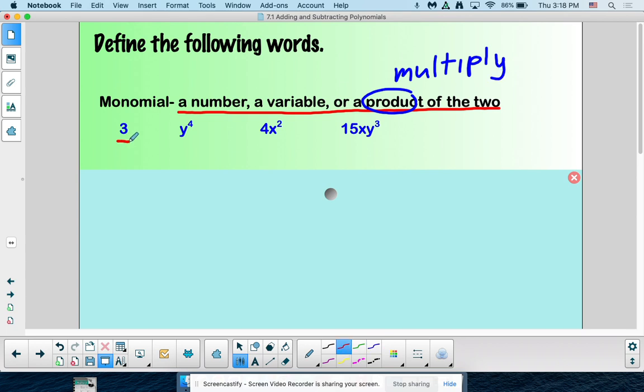So here we have 3. It's just a number. y to the power 4 is just a variable. And here is that product of the two. That's a monomial. Just one term. That's another way to think of it, just one term, because mono means one.